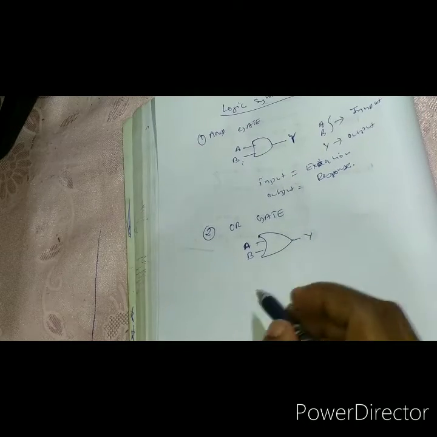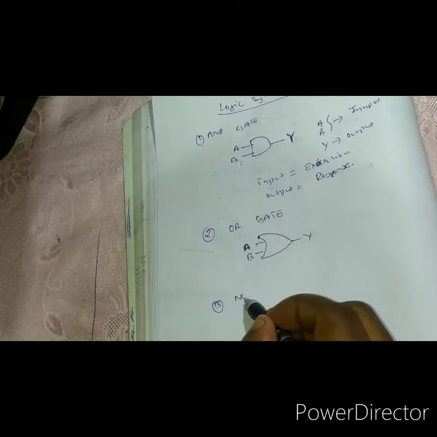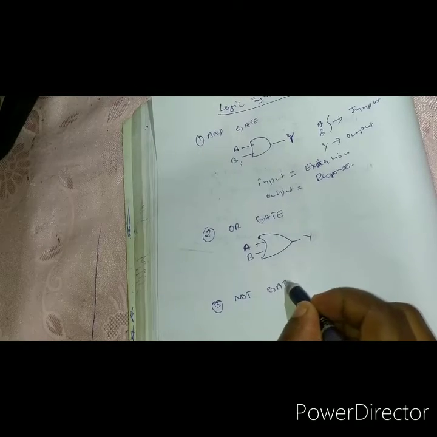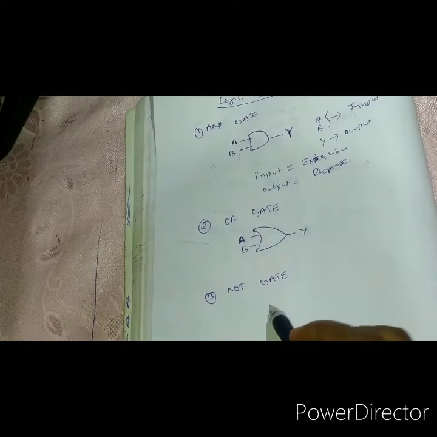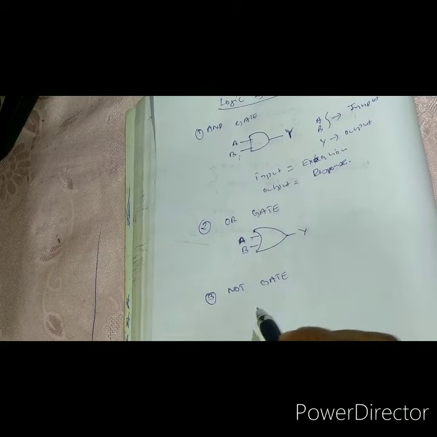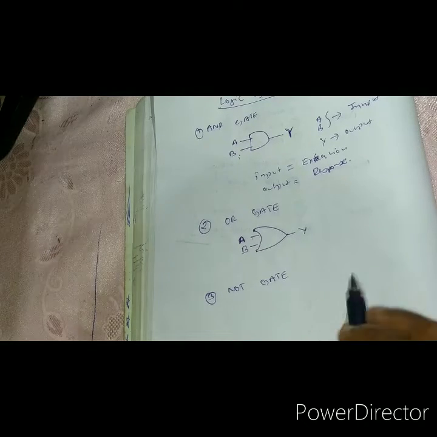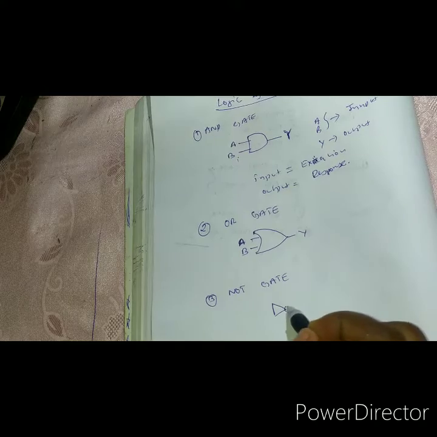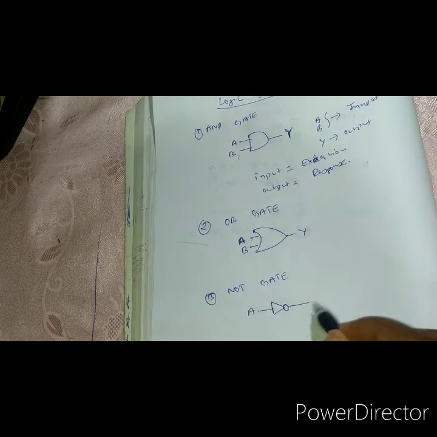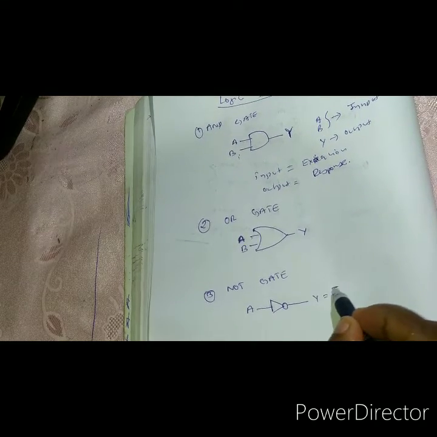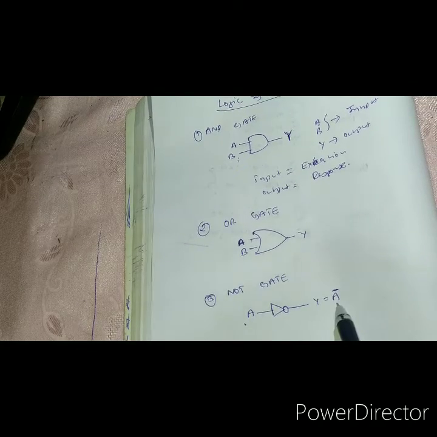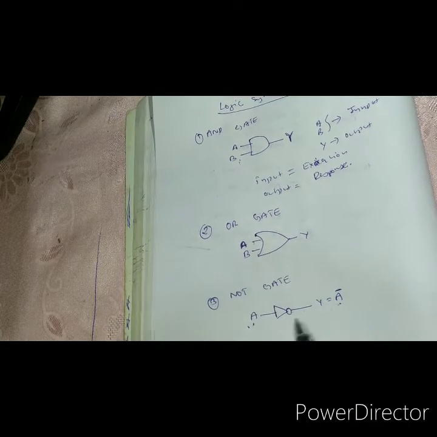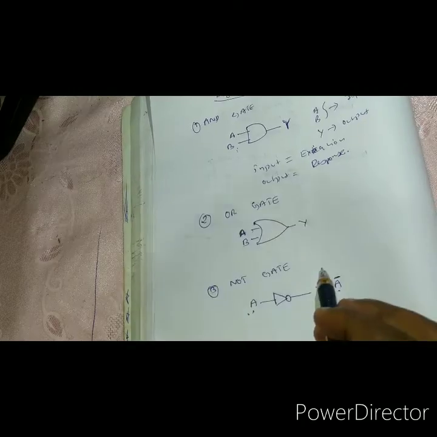Now number 3 is the NOT gate. The NOT gate only gives the complement of the input. So this is the NOT gate. It gives Y equal to A bar. The output is the complement of the input.